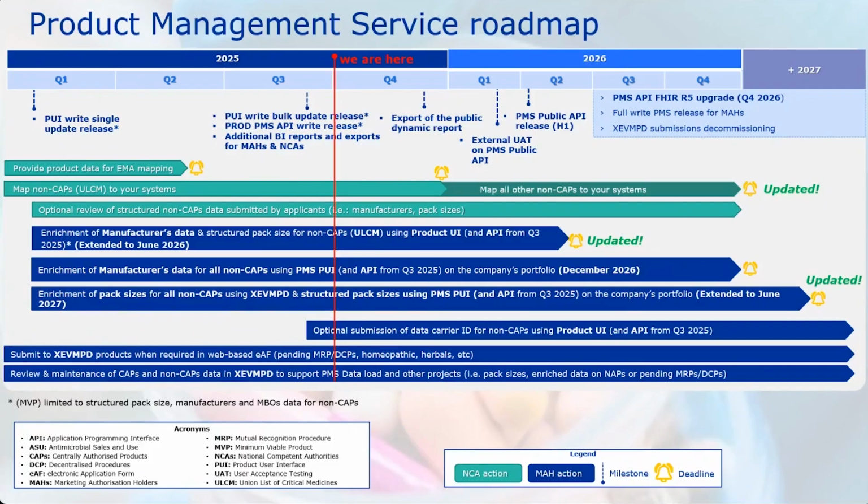Then throughout 2026, next in line after the PMS API, we will actually be working in parallel, but we know that it takes more than the release of the API, is the upgrade to the R5 version of the PMS API. This will take the whole year. You see this located in Q3, Q4, but we can anticipate that it will take the full 2026 to achieve that. So this is the update.